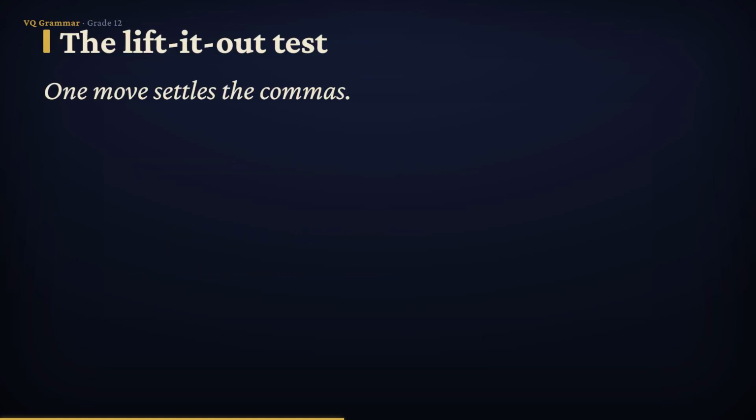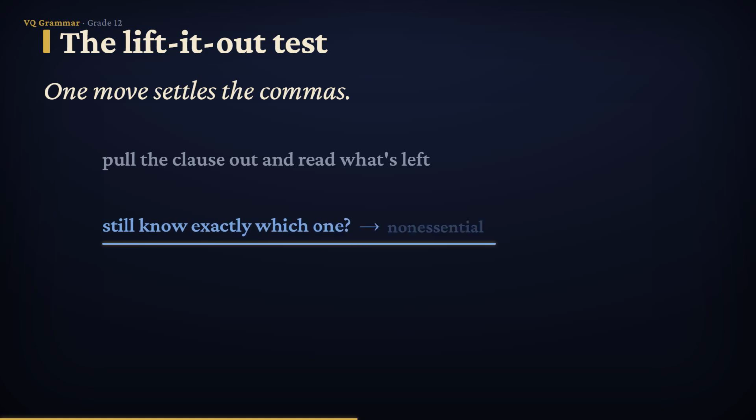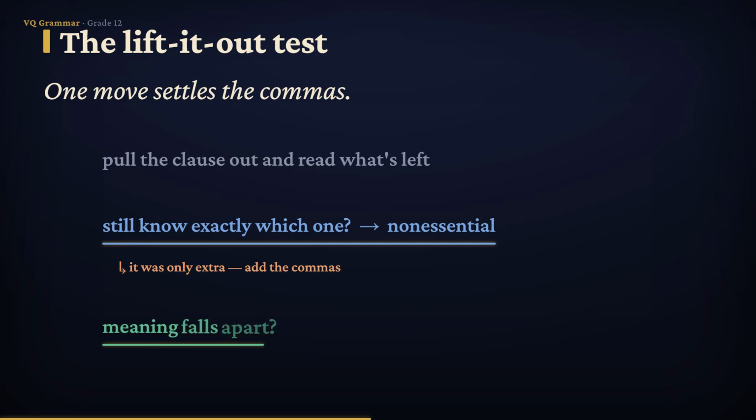Here's a single test that decides the commas every time. Cover the clause with your thumb, lift it right out, and read what's left. If you still know exactly which noun you're talking about, the clause was only extra. It's non-essential, so you add the commas. But if the sentence suddenly loses track of which one, or stops making sense, then the clause was doing real work. It's essential, so you leave the commas off. One clean move, lift it out. Does the meaning survive? If yes, commas. If no, none. That test alone will carry you through nearly every sentence you write.